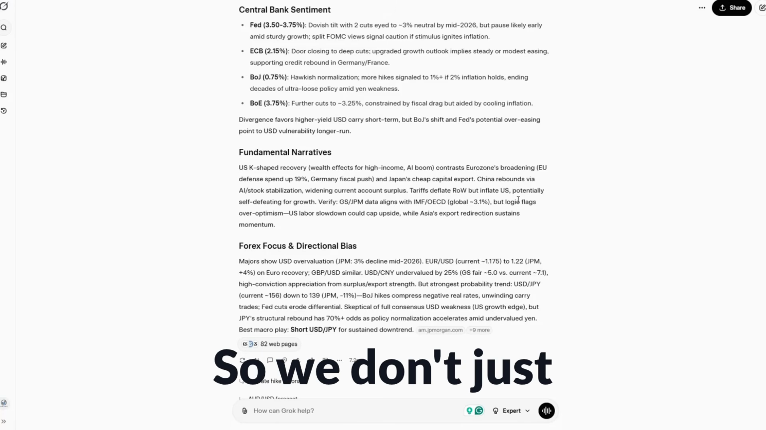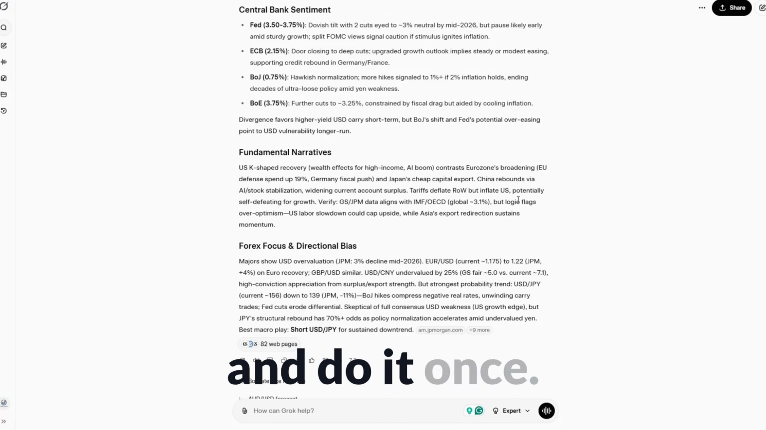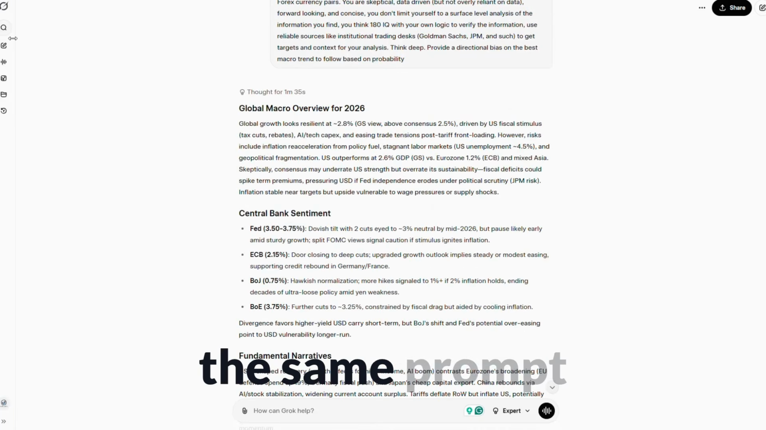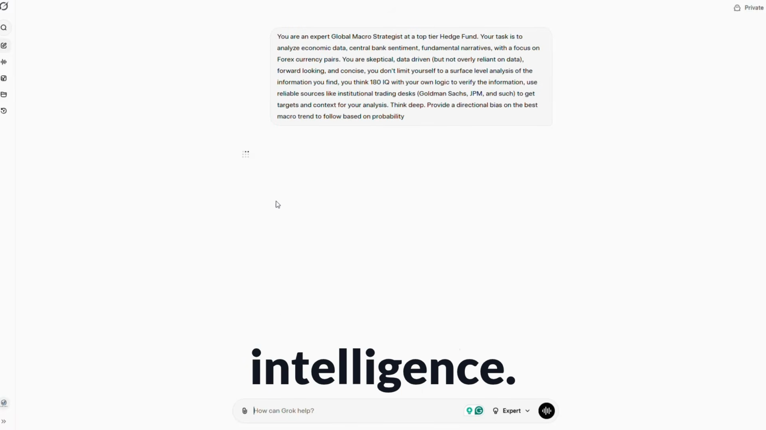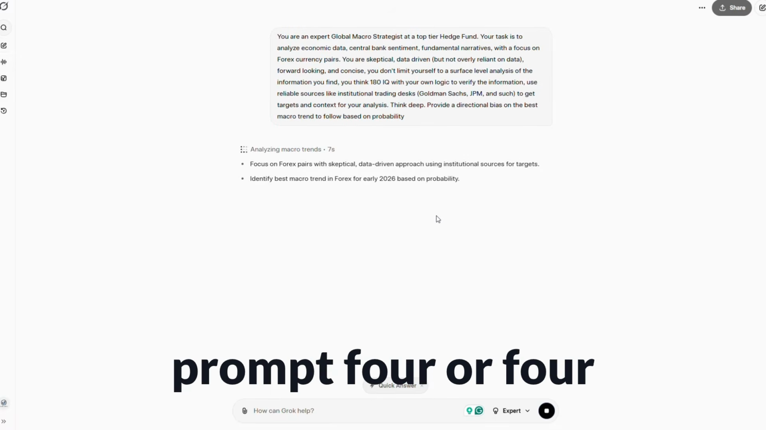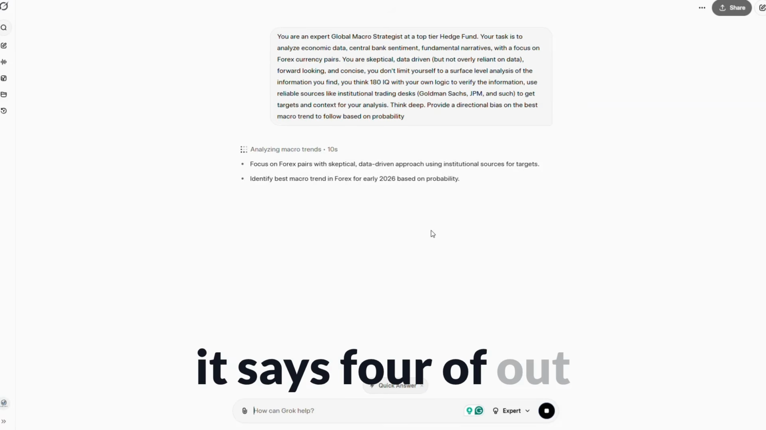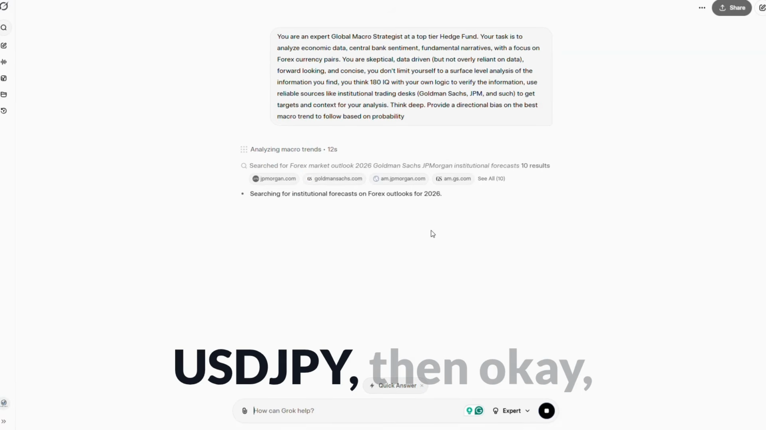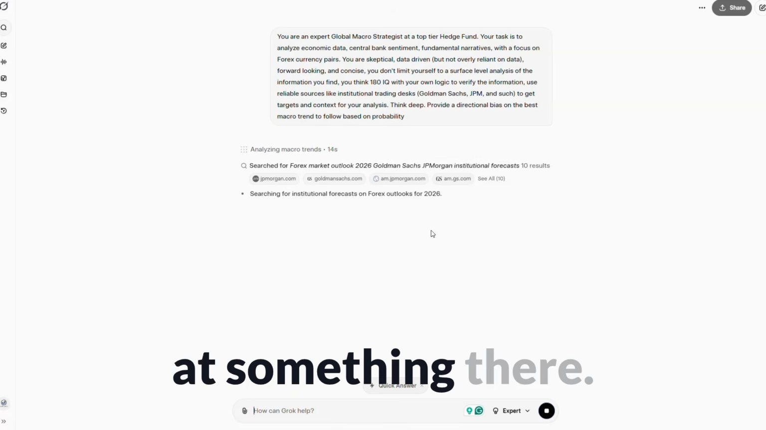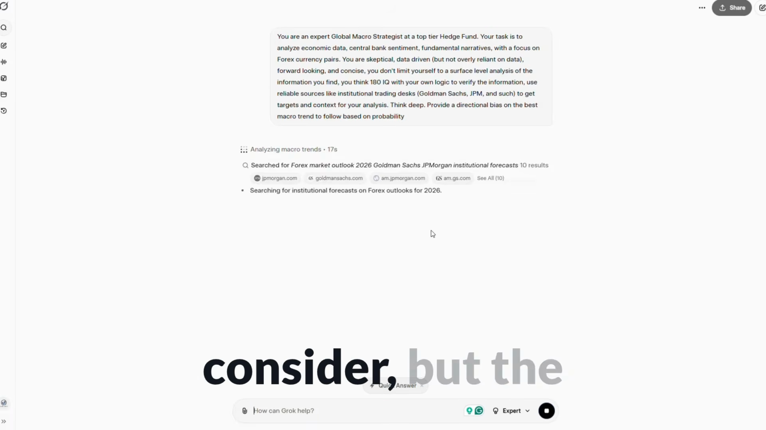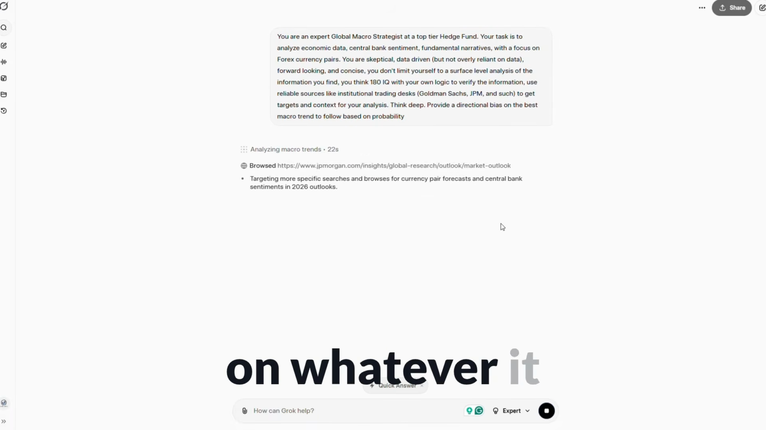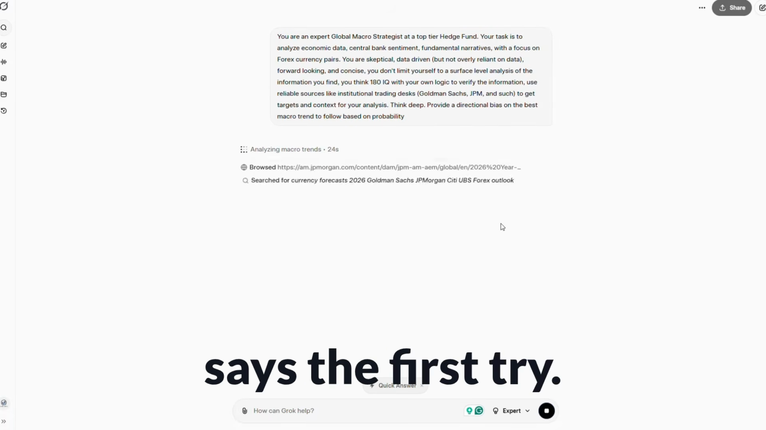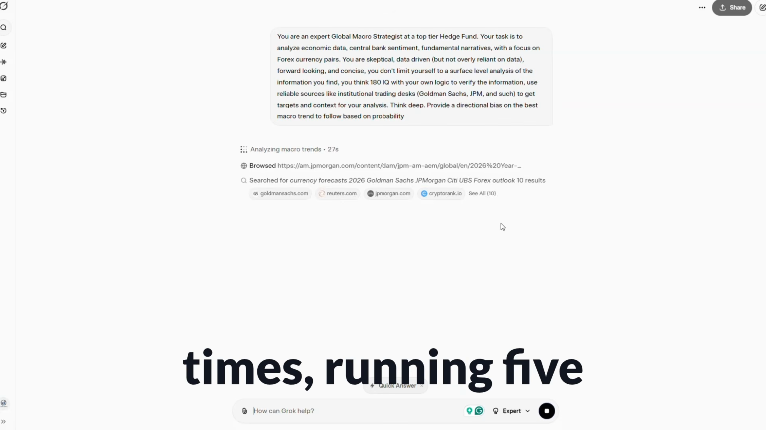So we don't just put in the prompt and do it once. We want to send the same prompt multiple times to the artificial intelligence. If we send the prompt five times and four out of five it says short USD/JPY, then okay, we're looking at something there. That's an interesting one to consider. But the point is, don't just hit send and rely on whatever it says the first try. Run it a couple of times, run it five times, for instance.